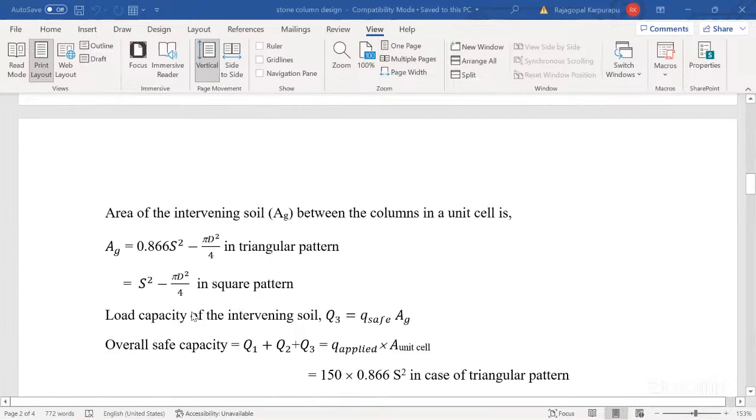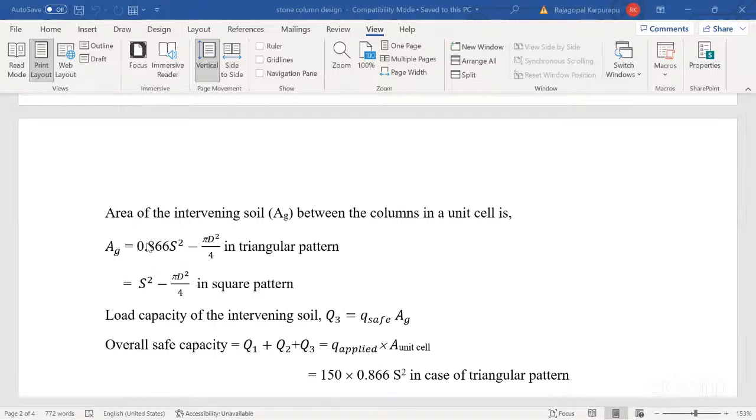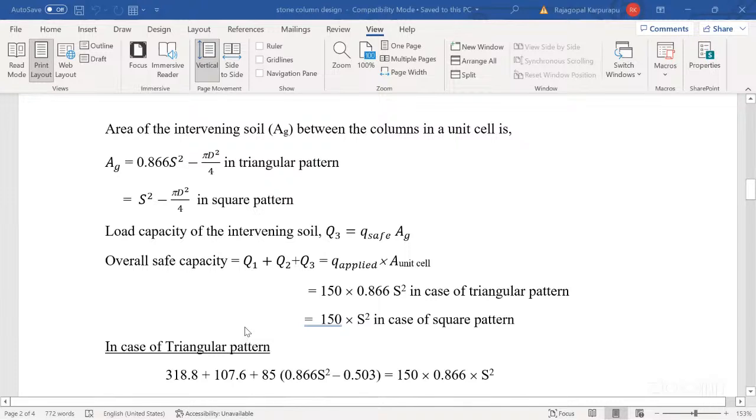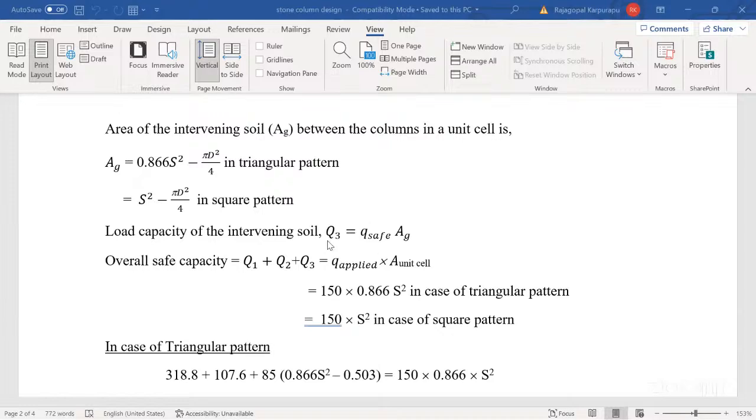And then the intervening soil area, in a triangular pattern, is 0.866 s square minus pi d square by 4, or in the square pattern, it is s square minus pi d square by 4. So the load capacity on the intervening soil is A ground multiplied by Q safe.